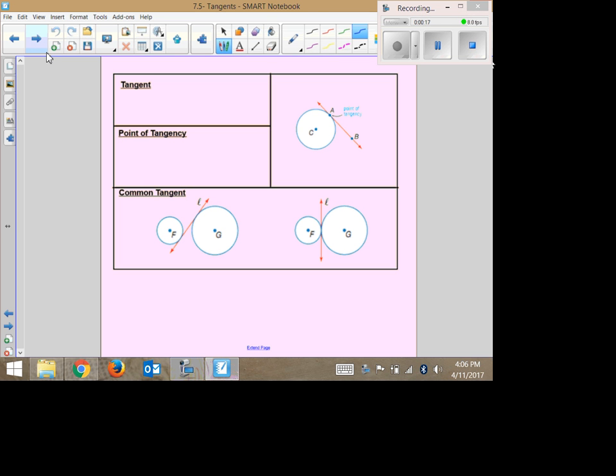A tangent is a line touching at one point. So here you can see that this line is our tangent line, and the point of tangency is A. So that is the point on the circle and the line, or where the line touches the circle.